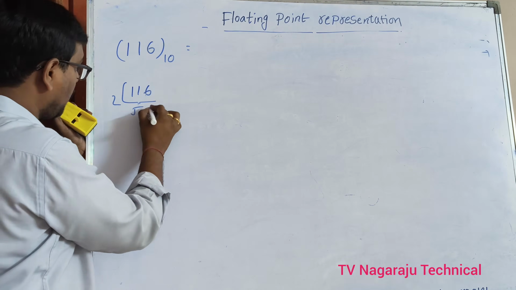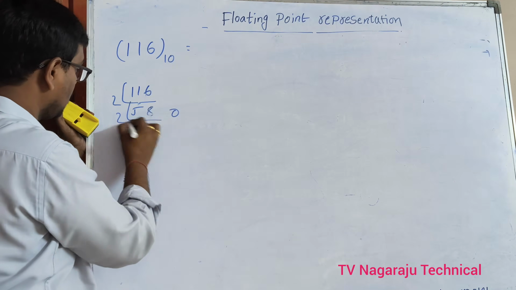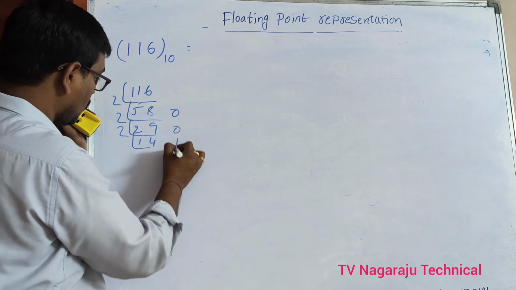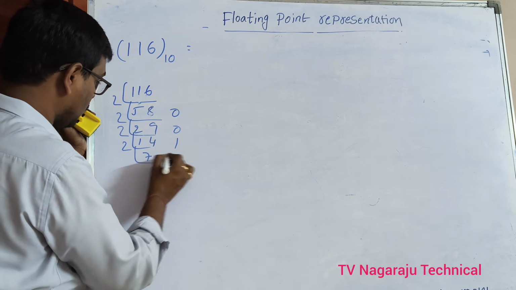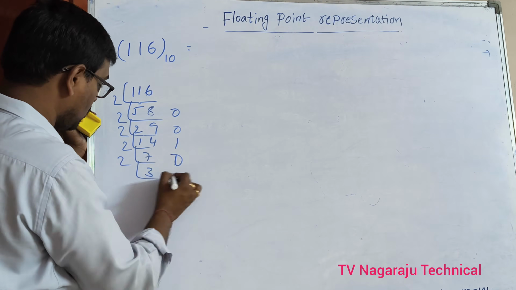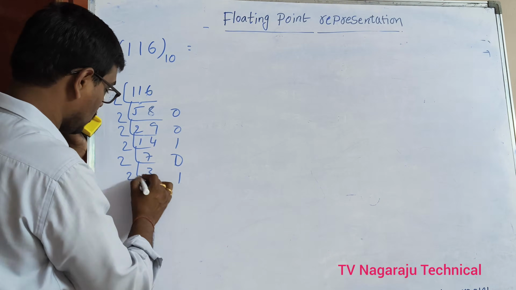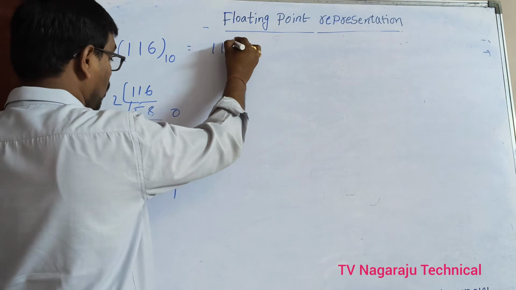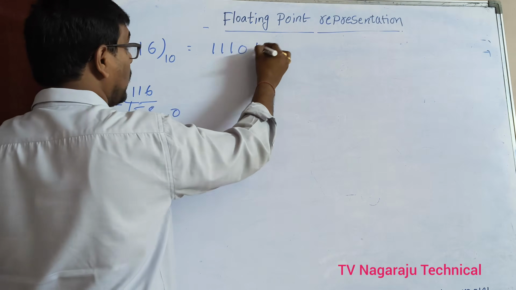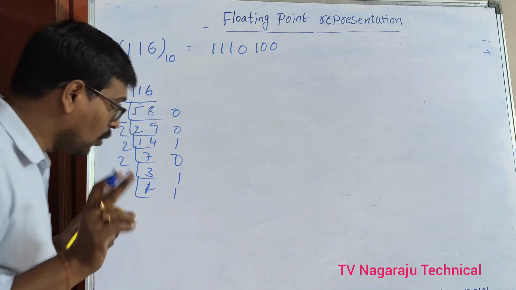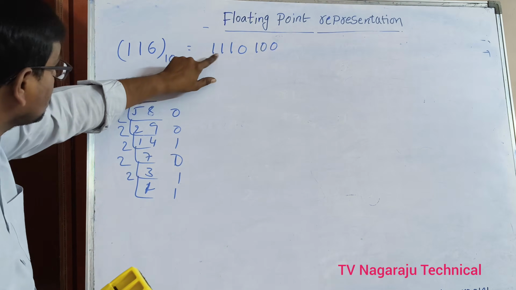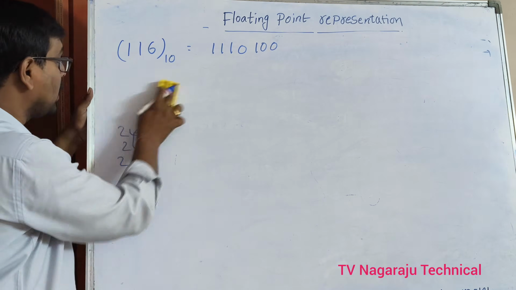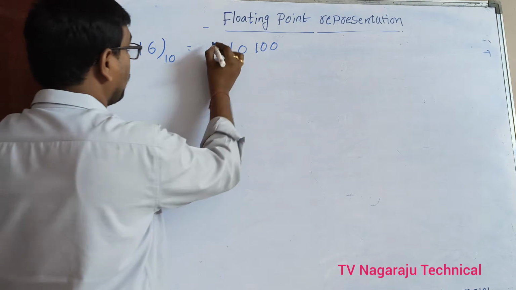116 divided by 2 gives 58 with remainder 0, and so on, giving remainders 0, 0, 1, 0, 1, 1. So the binary value is 1110100. What is the binary value for 116? 1110100. This is the binary representation for 116.